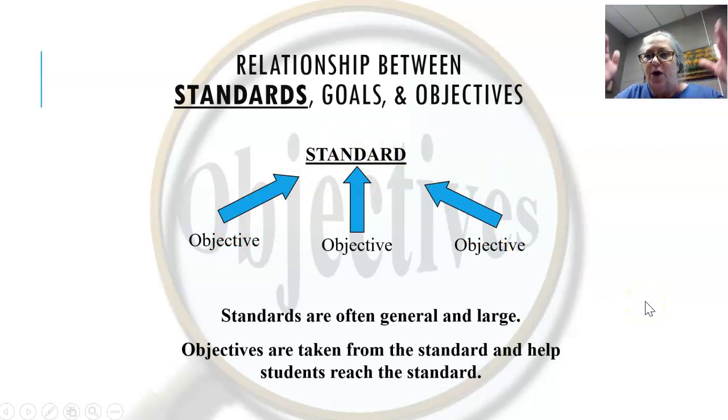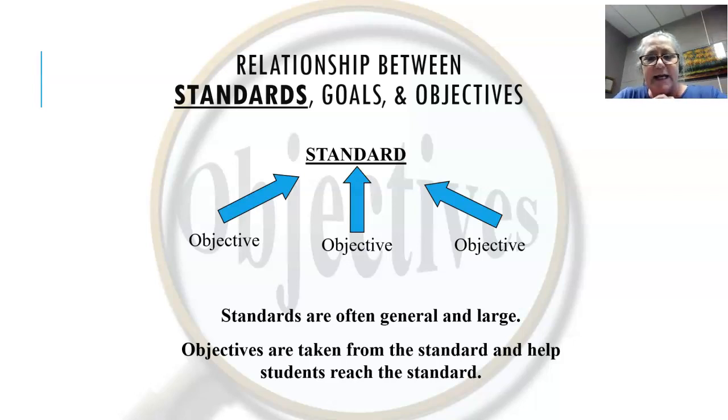Standards are often quite large and very general, and sometimes they're so large and general that you could work on the standard the entire year, and that's very true, especially with some of the Common Core that I've seen. Objectives are taken from the standard.